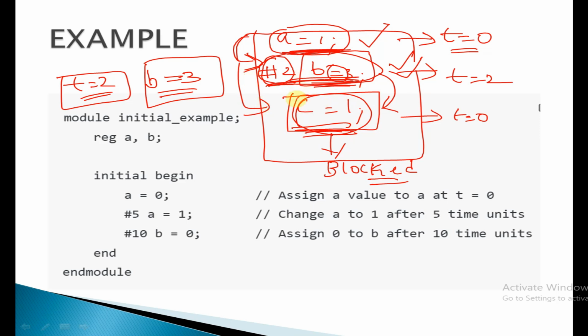So how much time it will wait? It will wait for 2 time units. After 2 time units only b is equal to 3 will be happening. Then after that, c is equal to 1 will be happening. So you should be very careful. The name itself indicates it's a blocking operator or blocking assignment. So it will block the assignment of further steps.